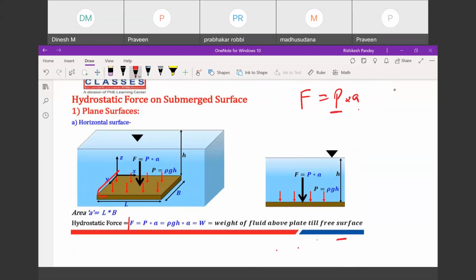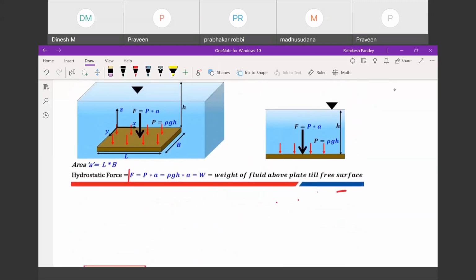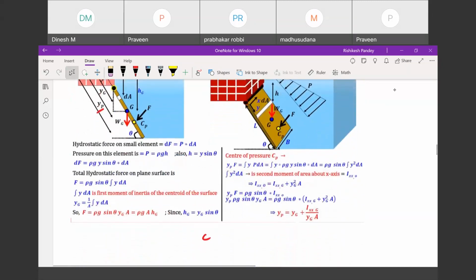So in case of horizontal, the pressure was what? Uniform. Everywhere pressure is rho g h only, uniform. And that's why you can write rho g h in place of P and multiply by area. So here in the horizontal case, the pressure is uniform. In case of an inclined plate, this pressure is not uniform. It is varying. Here it is 0 and here it is maximum. And that's why the center of pressure is below our center of gravity. So here the pressure is not uniform, and hence we integrated and we found the equation for hydrostatic force.